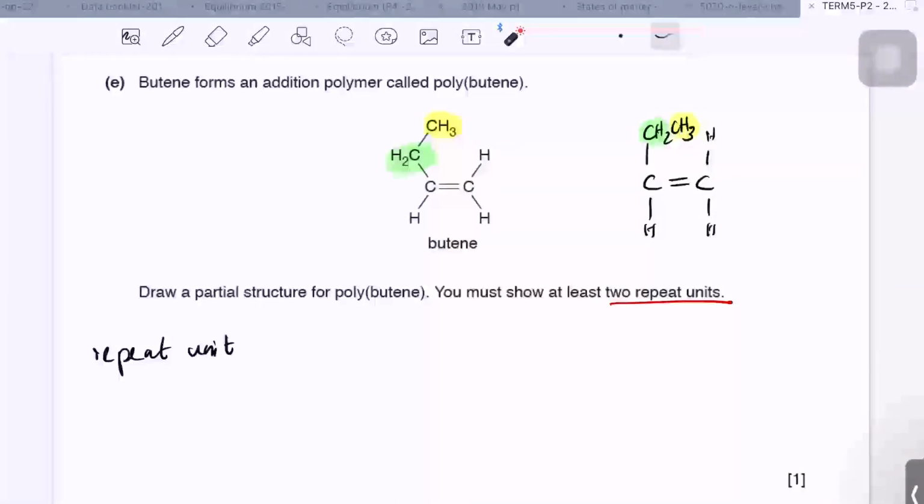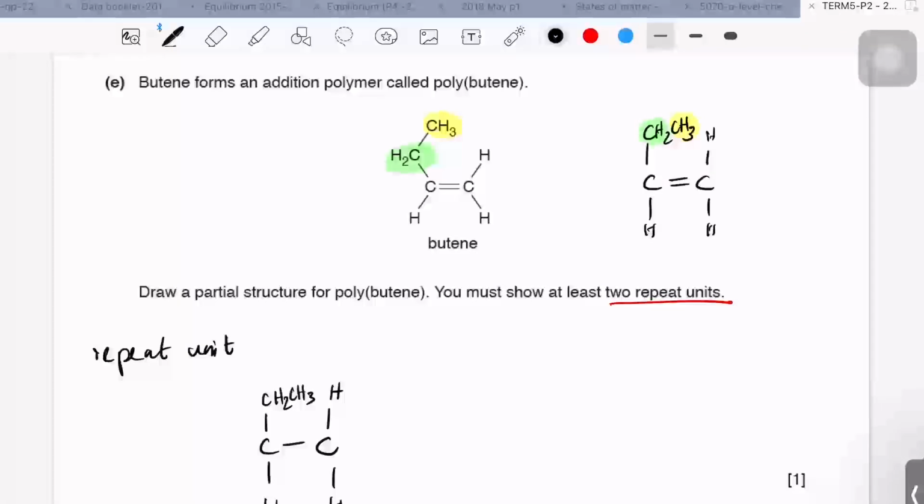Right. When we draw the repeat unit, what did I say? Break the double bond. Make it a single bond. Very simple method. Double bond, you make it a single bond. So CH2, CH3 there, H is there, another H is there, another H is there.